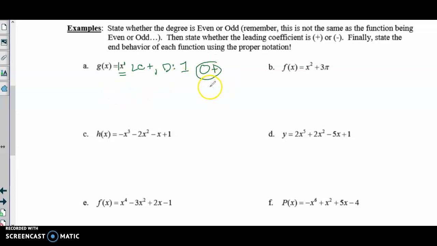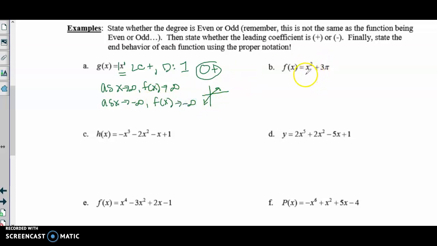So what's that going to look like? That is a line that looks like it's going up like this. So that's going to say as x approaches infinity, your function is also approaching infinity. As x approaches negative infinity, so down here, your function is approaching negative infinity.